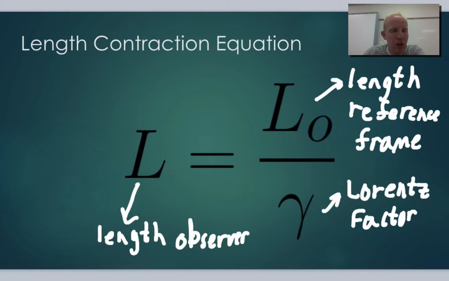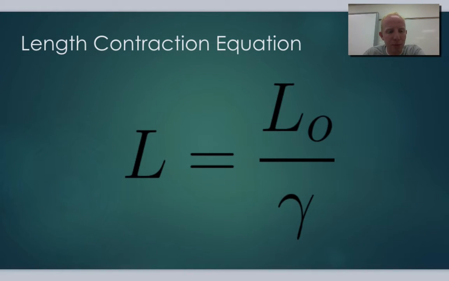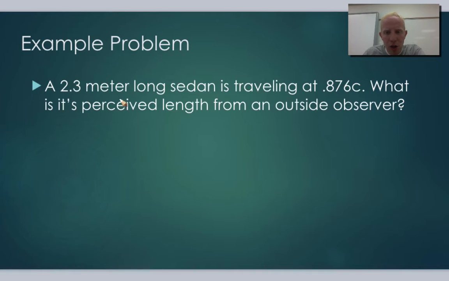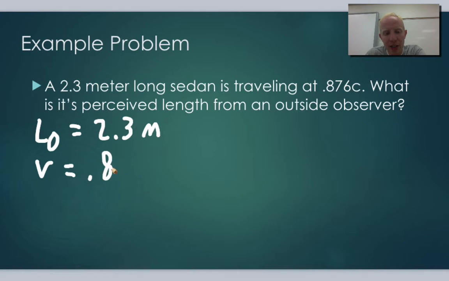Okay. So let's go ahead and look at an example problem. A 2.3 meter long sedan is traveling at 0.876 times the speed of light. What is the perceived length from an outside observer? Okay. So in this case, we know that the length from the reference frame is L naught equals 2.3 meters. And we know that v is 0.876 times the speed of light. And now we want to figure out what it looks like to an outside observer.